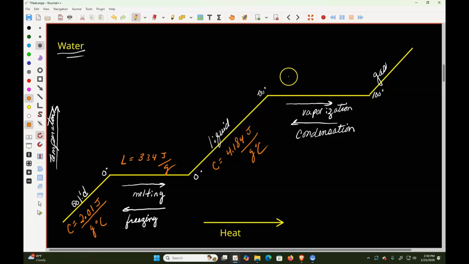The latent heat of vaporization here is going to be 2,260 joules per gram. And the specific heat of steam is going to be 2.02 joules per gram degrees Celsius.